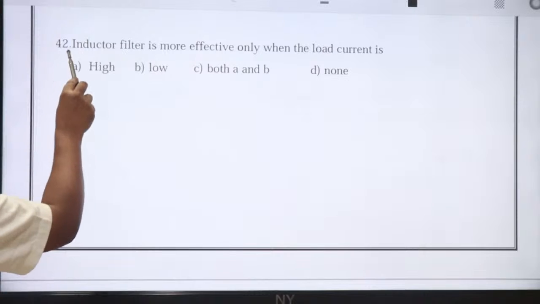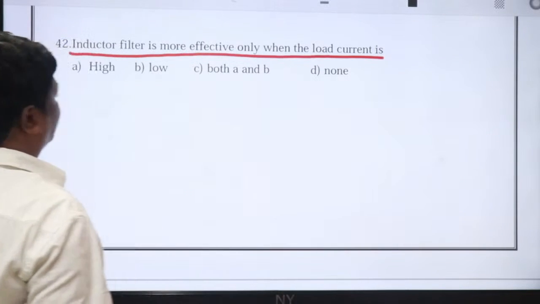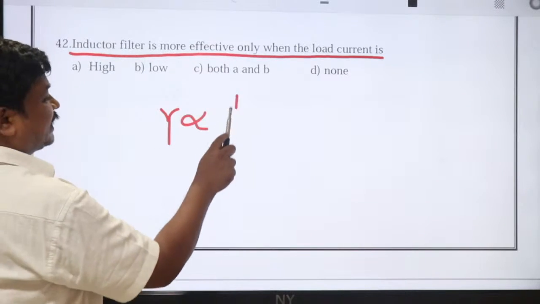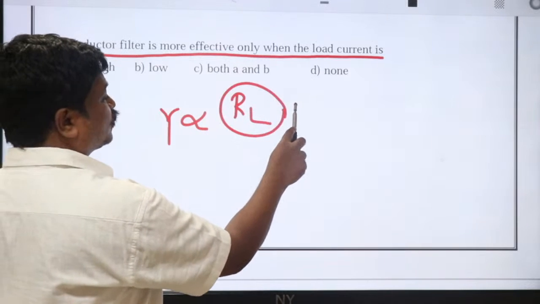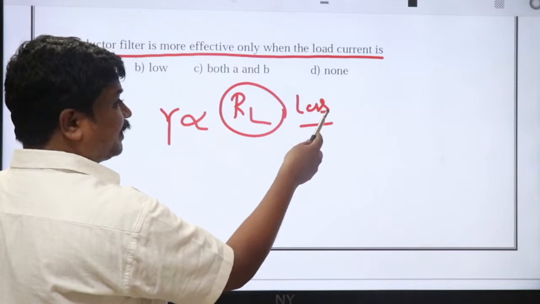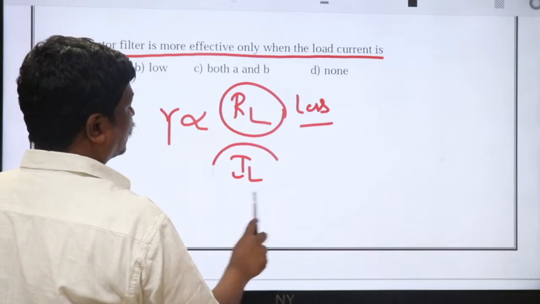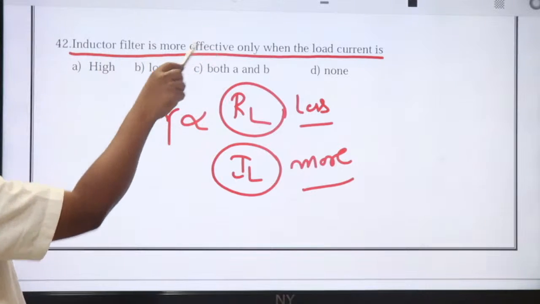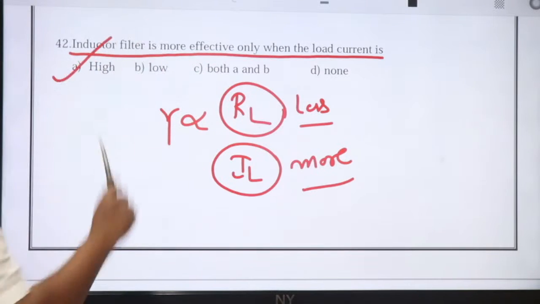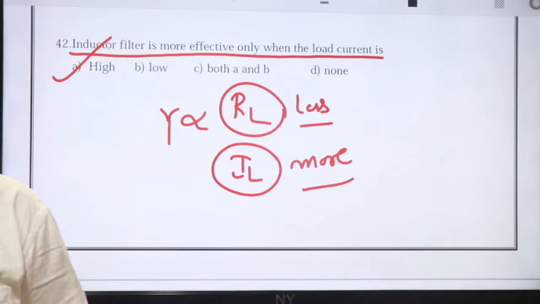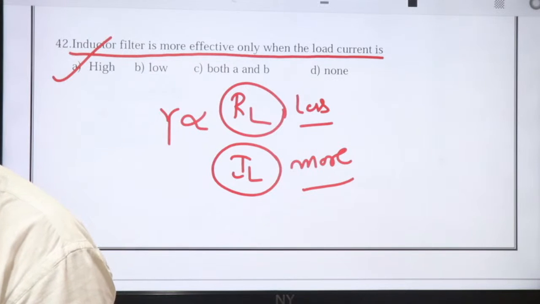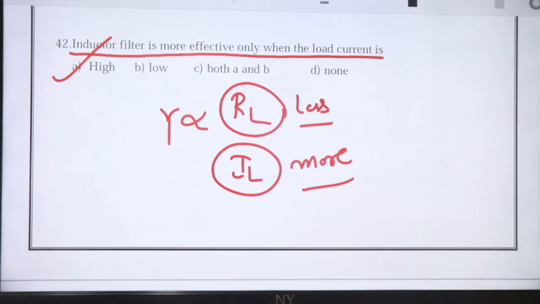Next, the inductor filter is more effective only when the load current is higher, because in an inductor filter the ripple factor is directly proportional to RL. So the RL value should be less, which means your load current should be more. I told you this in your class also. In an inductor filter, load current should be high. We discussed this question already in the class.